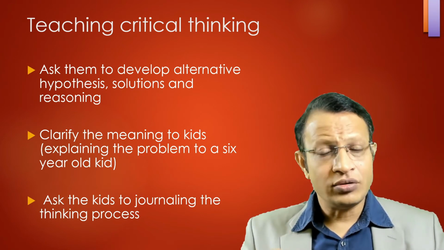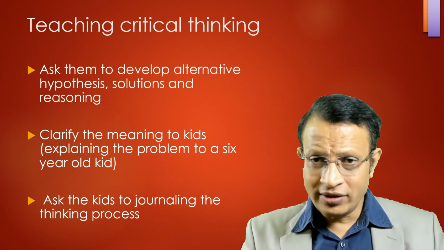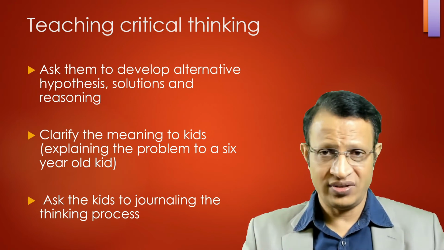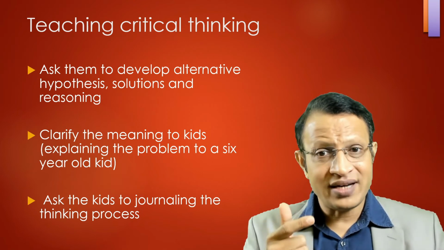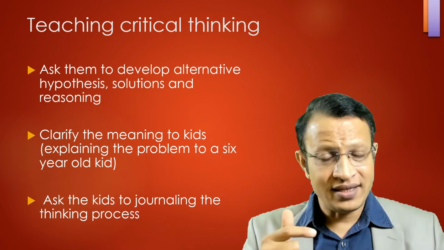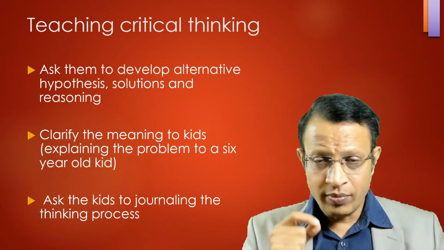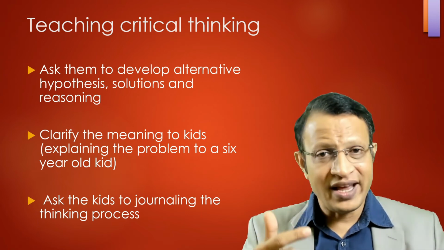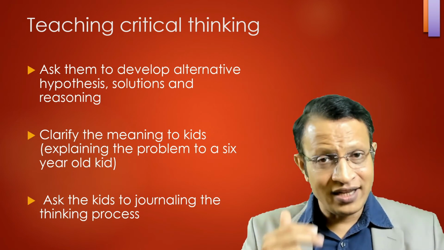Ask the kid to journal the thinking process. If the child is able to put that in a diary on a daily basis, it will be able to understand its own thinking process. If it is able to understand its own thinking process, it will be able to understand its errors in thinking, biases in thinking, how the child is thinking. If it understands its own thinking process, it will be able to move to the next step, understanding the people around them. And finally, understanding the world around.